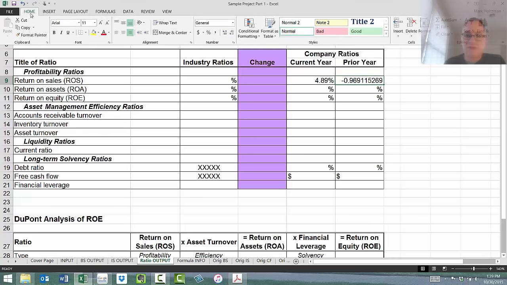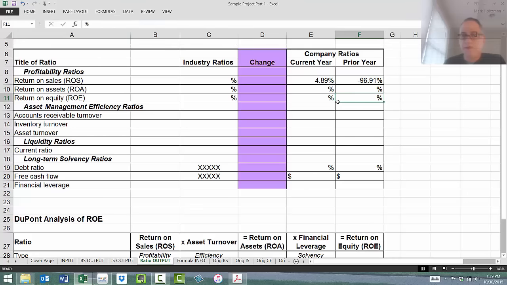It's, in fact, a monstrous loss. And there you go. And you would do each of the ratios the same way. Now, since we're doing averages, let's do return on assets for a moment.